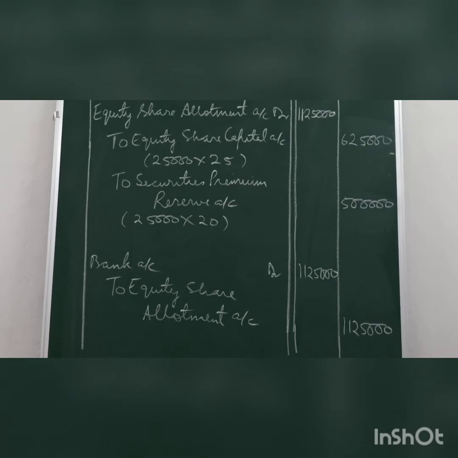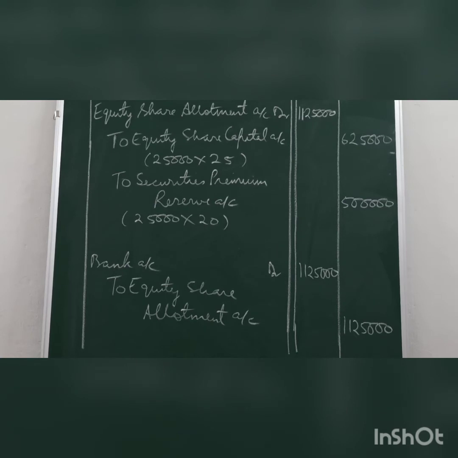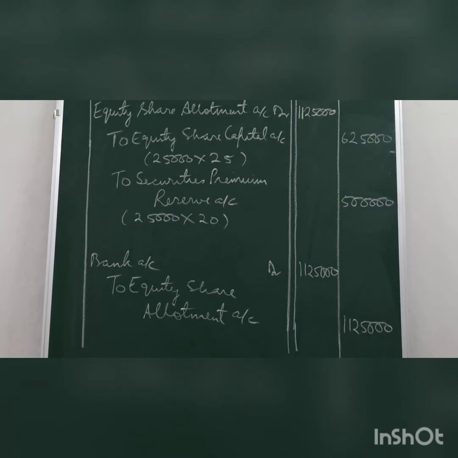The next entry is for allotment money due. Now you have to see in the question whether the share was issued at premium and whether it is included in allotment, and in this question it is already mentioned that the 20 rupees premium is included in allotment. Allotment actual rate is 25 and the premium is 20, so 45 is the allotment rate.